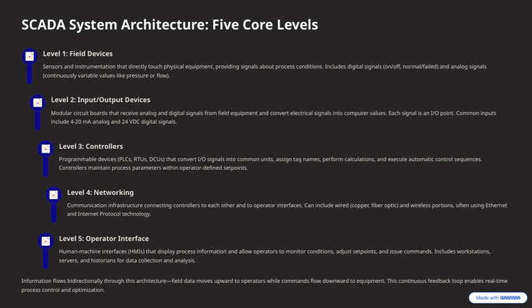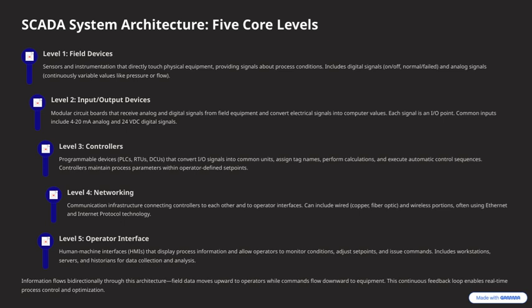Moving down to level 3, we encounter the controllers themselves, modular circuit boards that receive analog and digital signals from the field devices. They convert these electrical signals into data that computers can interpret. Each signal corresponds to an I/O point, with common inputs including 4-20 mA analog signals and 24-volt digital signals.